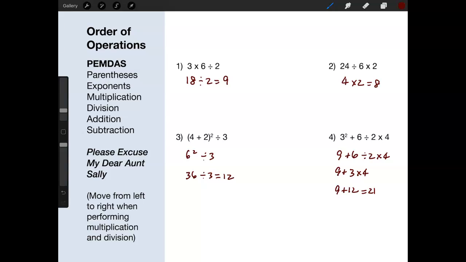So, you need to remember when performing multiplication and division that you move from left to right. Always do your parentheses and exponents first, multiplication and division next, and then addition and subtraction.